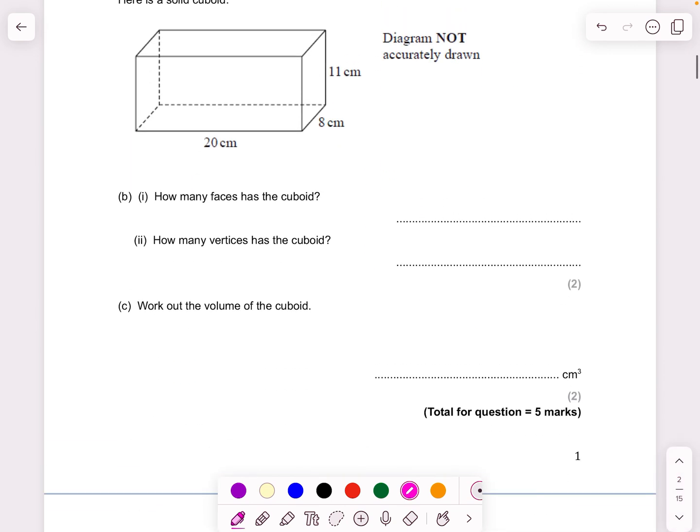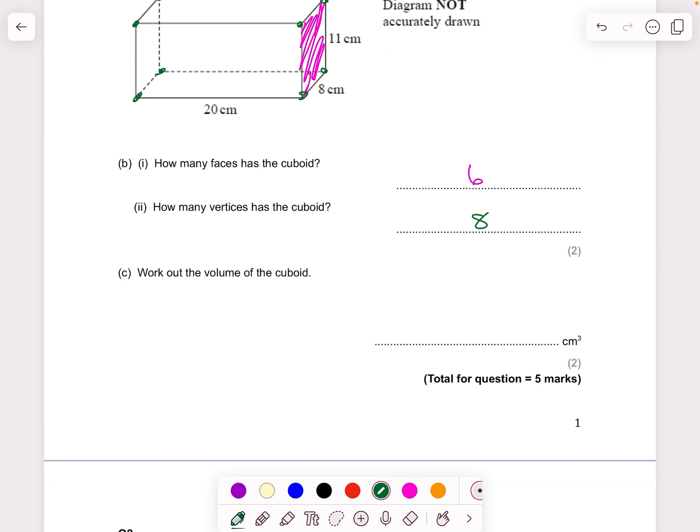How many faces does this cuboid have? So faces, we're talking about these. It has 6 faces. How many vertices does the cuboid have? So it's these corners here, 1, 2, 3, 4, 5, 6, 7, 8. So there's 8 vertices.